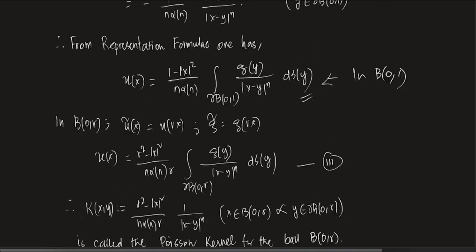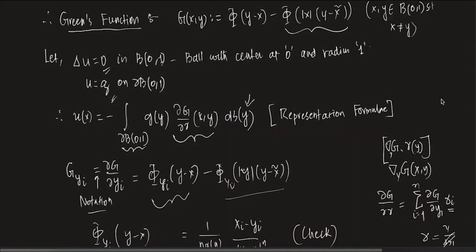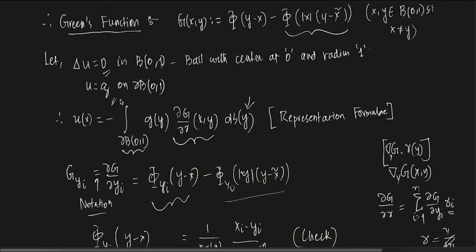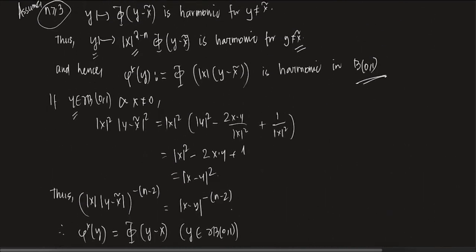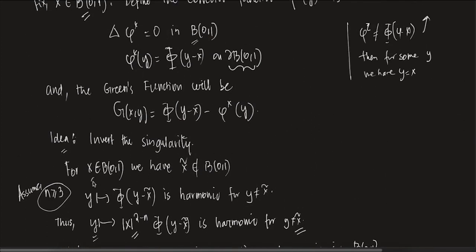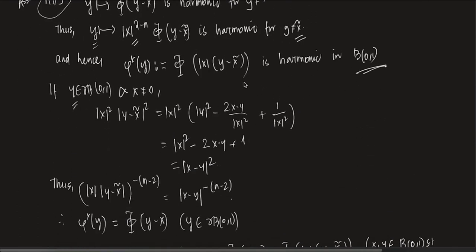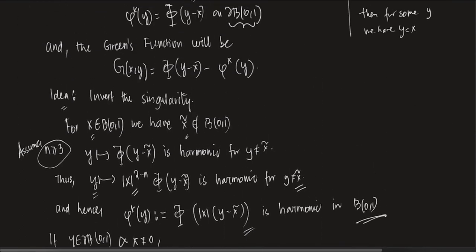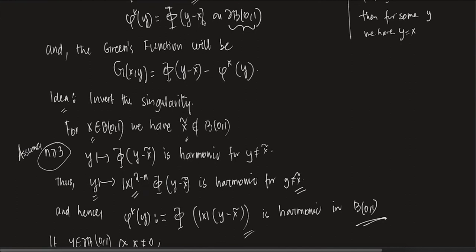So let us summarize what we did here. Once you find a Green's function, you have to find a corrector function. To find the corrector function in the case of a ball, we looked for the inversion of a point, x tilde. Why do we look for inversion? Because there is a singularity at x equals y, and I don't want that singularity, so we look for an inversion and made the function harmonic. Why did we multiply by mod x to the power 2 minus n? Because we had to match our corrector function on the boundary.